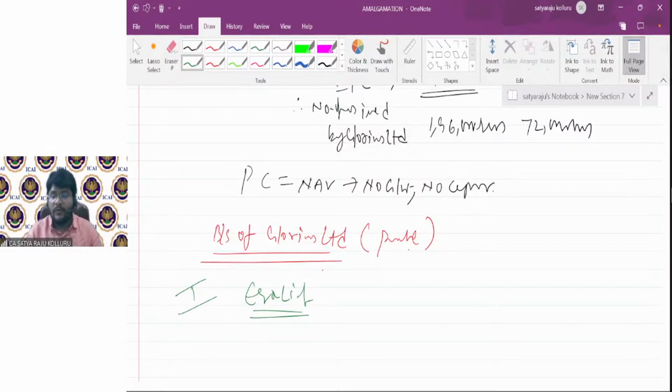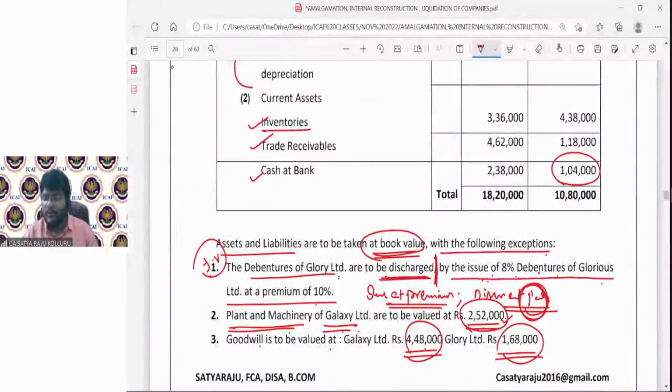Okay, what are all the components that will come, sir? Yes, this is a pure amalgamation. That's why the purchasing company is altogether a new company. For the purchasing company, there are no existing assets, no existing liabilities. No need to think about the purchasing company's assets and liabilities. Only you should think about the selling company's assets and liabilities.